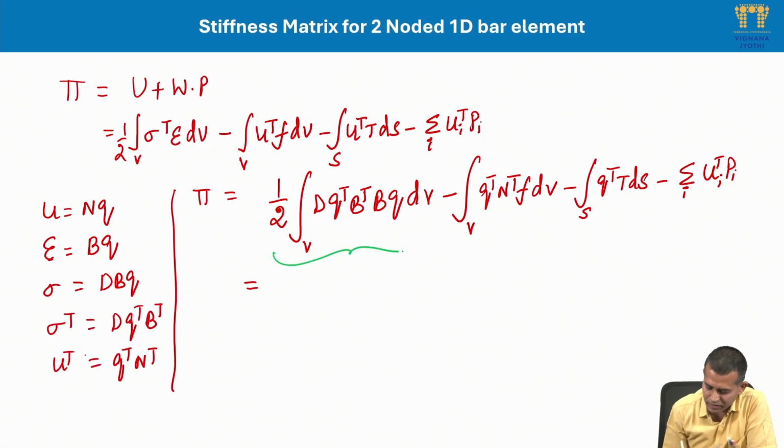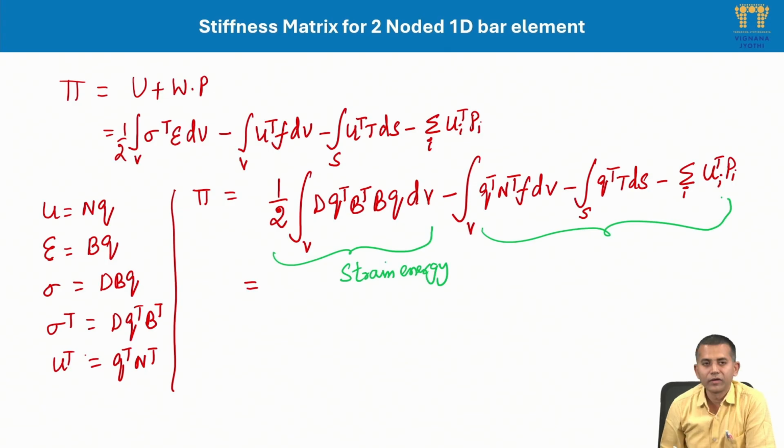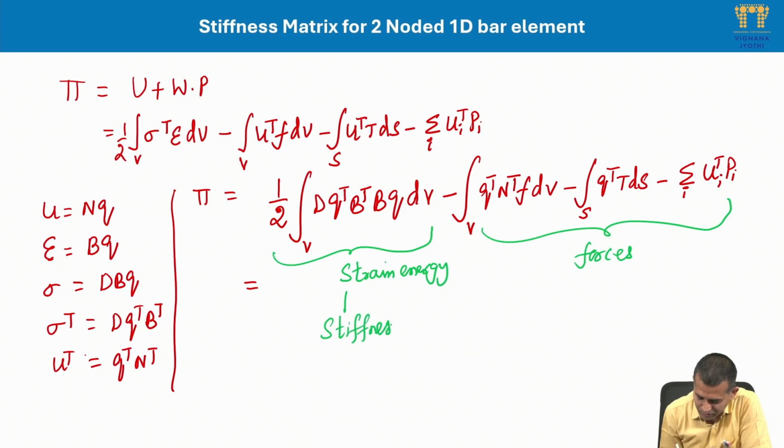This part is basically your strain energy, and these all are actually forces. So when you consider the strain energy, from the strain energy you will get an expression, that is your stiffness matrix. Whereas from these loads we will get the different forces, so we call them force vectors.